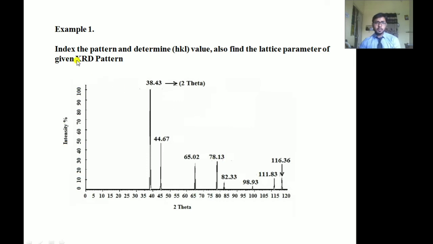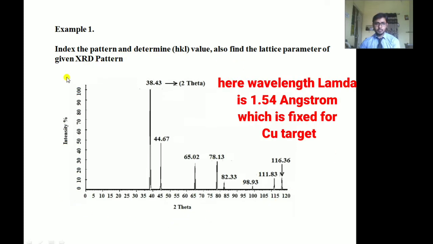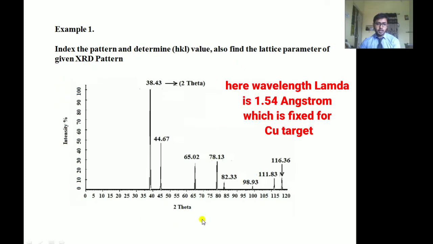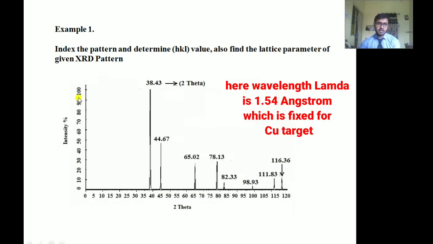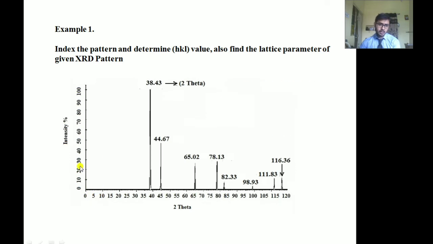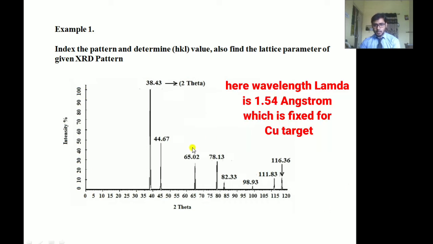So here is an example that I am going to discuss. Index the pattern and determine the HKL values. Also find the lattice parameter of the given XRD pattern. This type of XRD pattern comes from the XRD machine, because it gives the data in the form of 2 theta versus intensity in an Excel sheet. So I drew this 2 theta and intensity in the Excel sheet and I got this type of graph.